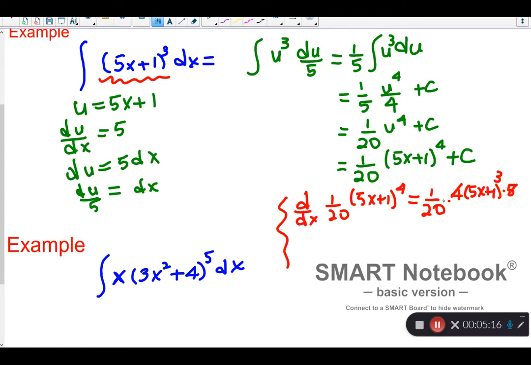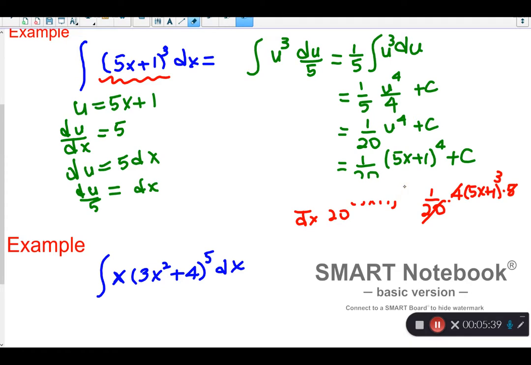It's going to cancel with the 1 over 20, and we're left with 5x plus 1 to the third. Indeed, that's what we had started with. So that tells us that this is indeed the correct antiderivative. No matter how weird this technique might have looked, it did give us the correct antiderivative. We know it's the correct one because we differentiated it and it gave us the original integrand.